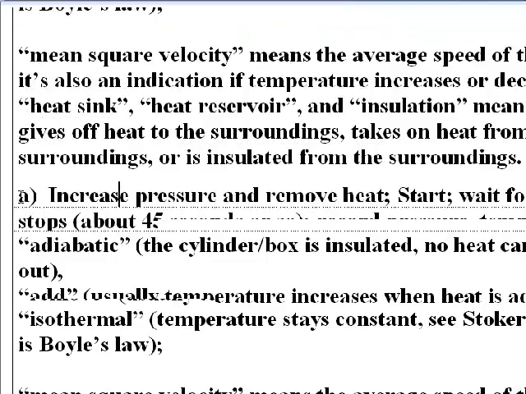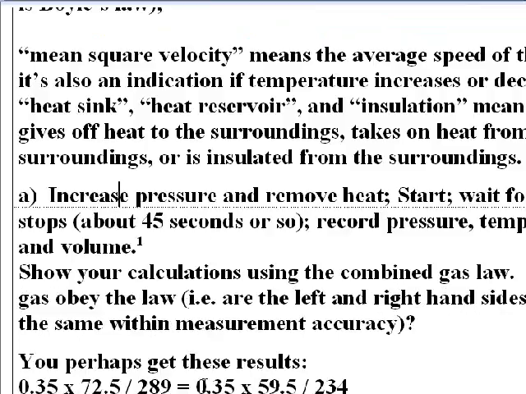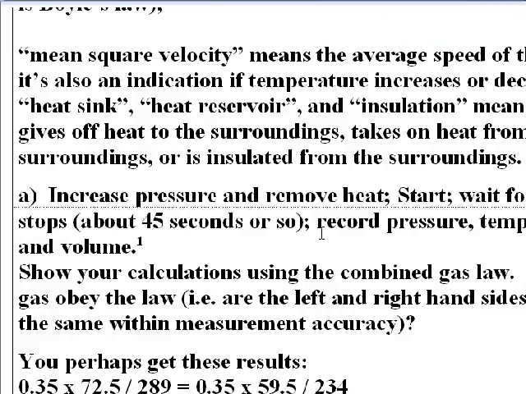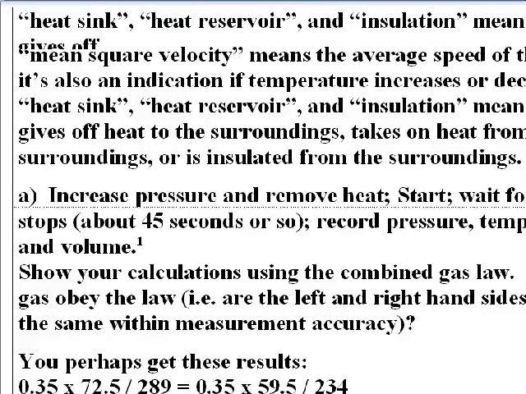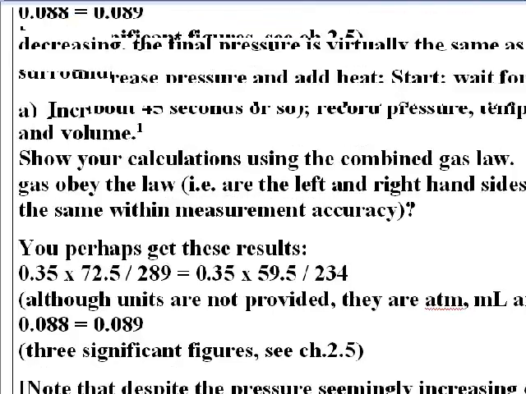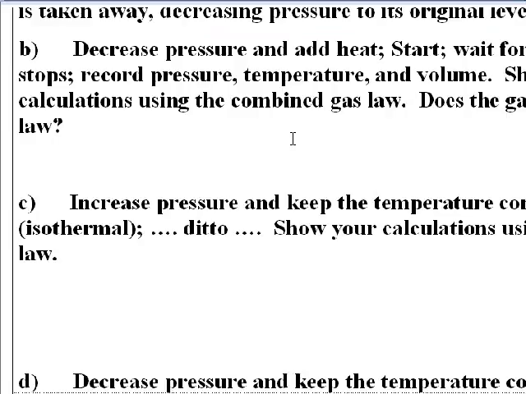I would do part A here as an example, but I ask you to do part A yourself and then see if you can match my numbers that I have here. And then again, still read through it. I'm going to do part B as an example so that you can see I get a fresh start here. What it says is: decrease pressure and add heat, start, wait for it until it stops, which is about 45 seconds, record pressure, temperature, and volume, show your calculations using the combined gas law. That's the code, gas, obey the law. Okay, let's do it online.